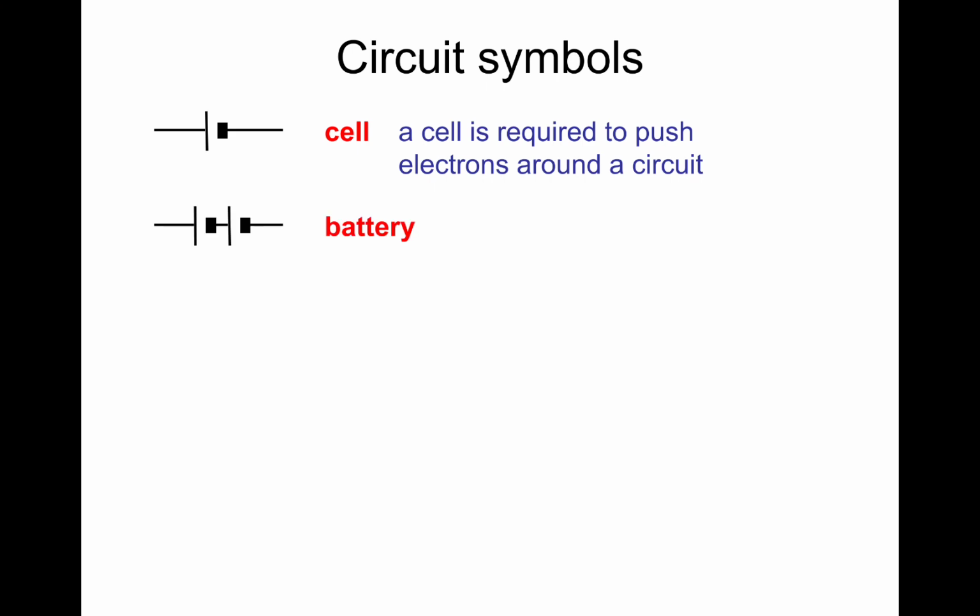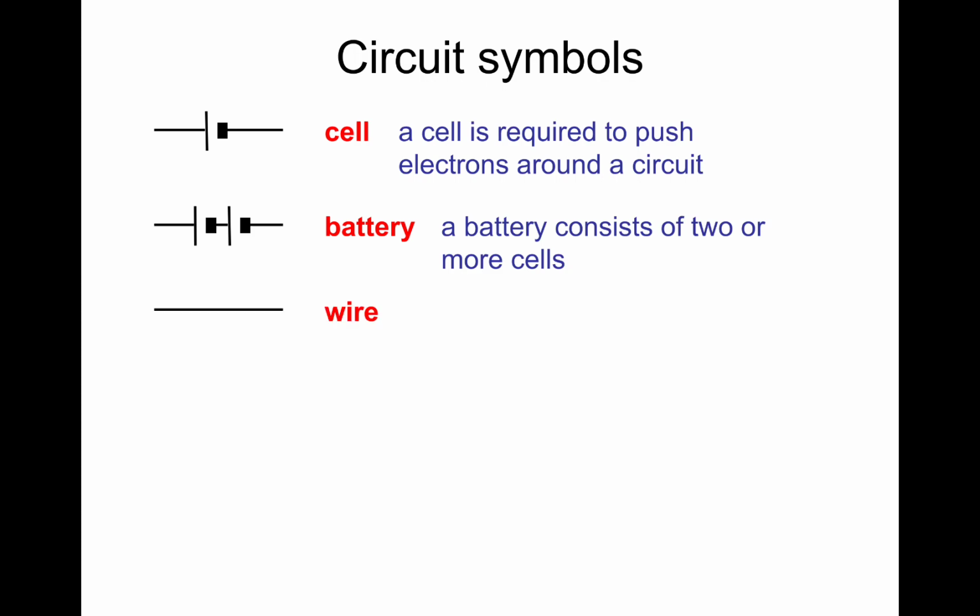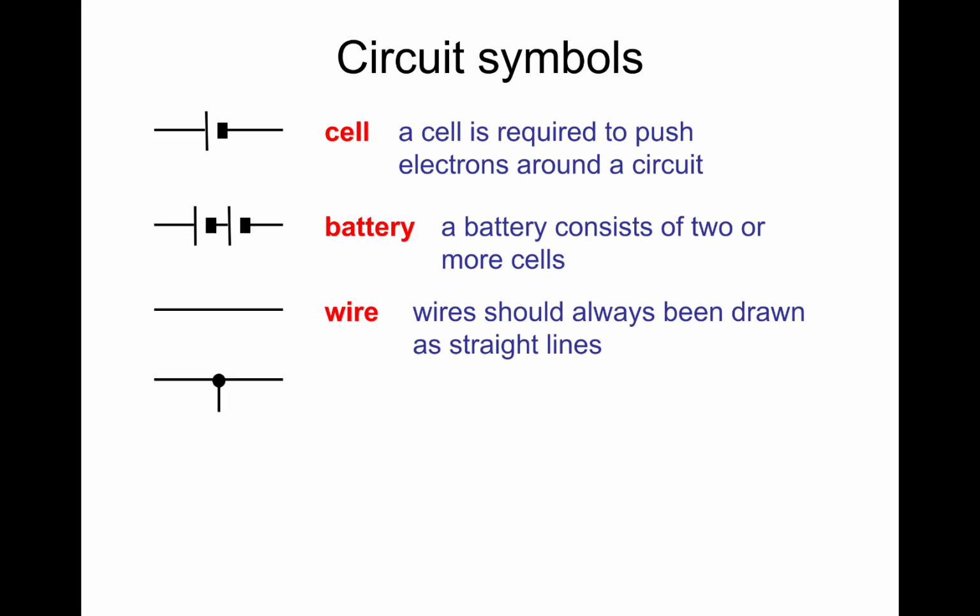So about this one. This one's a battery. A battery consists of two or more cells in series next to each other. So this one's just a wire. Wires should also always be drawn as straight lines. And what about this? This would be a wire junction.